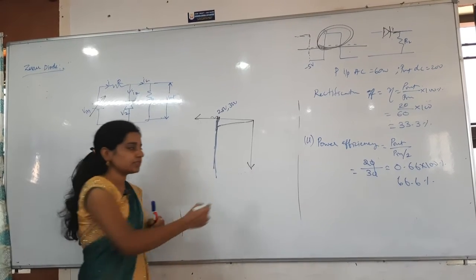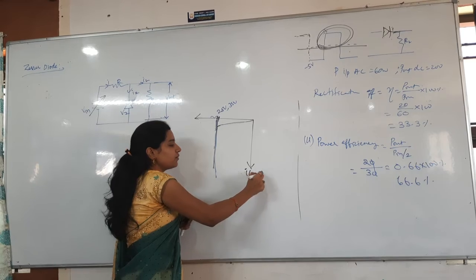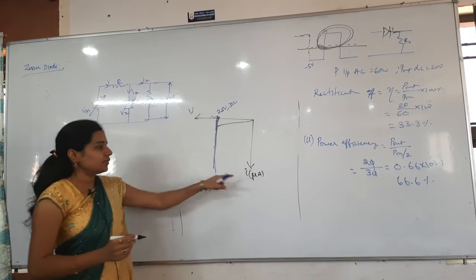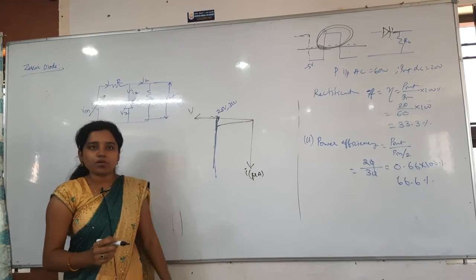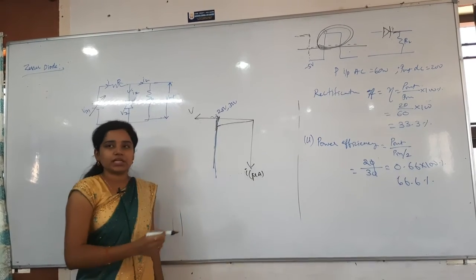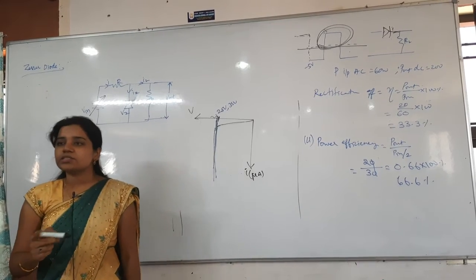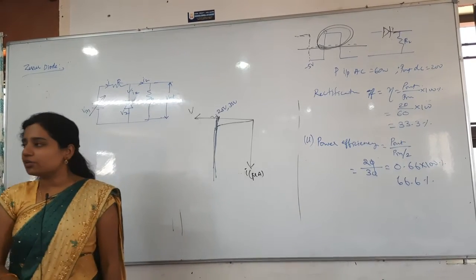Current will increase. This is I, in microamperes, obviously reverse bias. Here voltage will be there, and here I is in microamperes. Now what happens? Once I reach the breakdown voltage, immediately my current is increasing. Current is increasing, but voltage is constant. That is what the Zener diode will do.